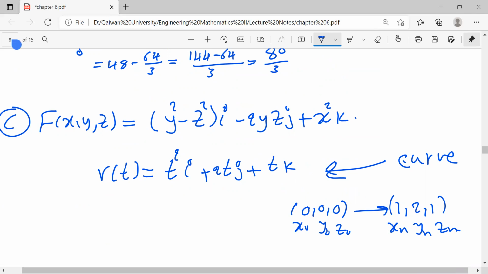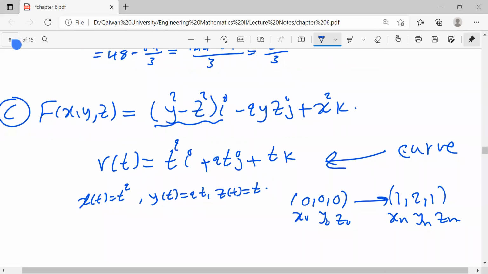From the curve, we can get that x of t is t squared, y of t is 2t, and z of t is t. We now do the same as we did before in the previous example. We should find P of x of t, y of t, z of t, Q of x of t, y of t, z of t, and R of x of t, y of t, z of t. Here this is P, this is Q, and this one is R.